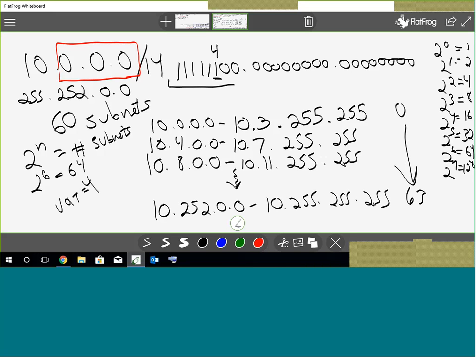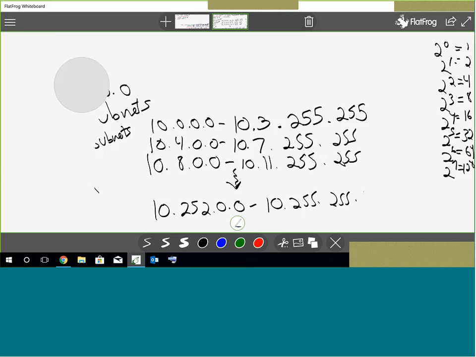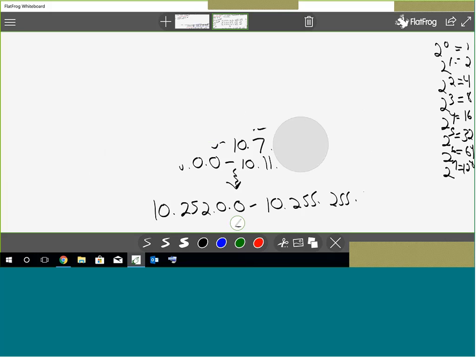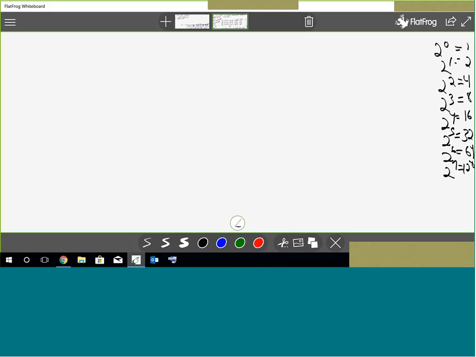That must have caused some confusion. Let's try again. Let's try another one. Because standard subnet, you've got to understand, standard subnet didn't do VLSM. So let's do 10.0.0.0/8. But let's do 1,000 subnets.